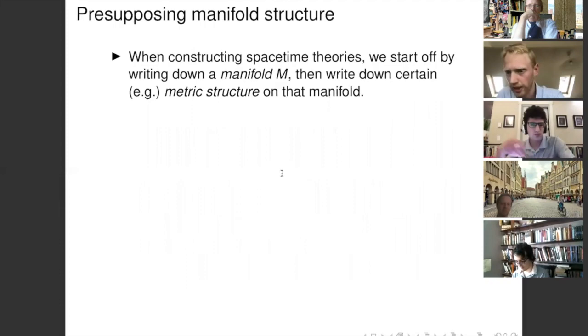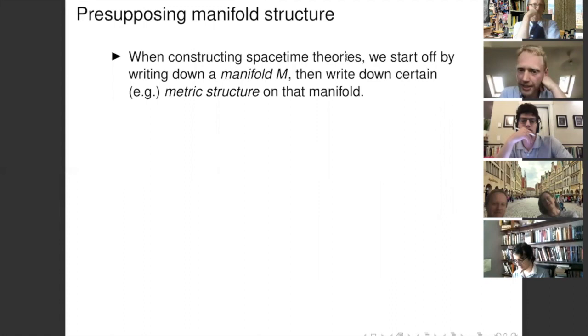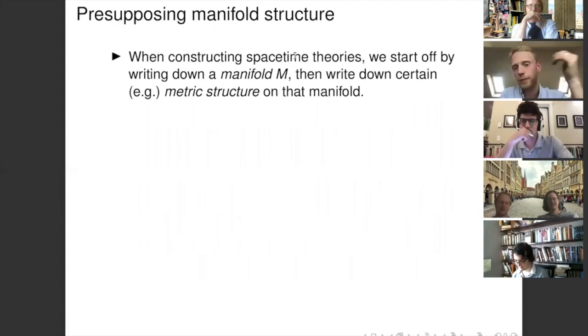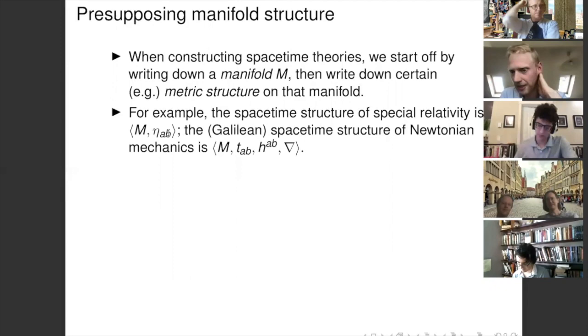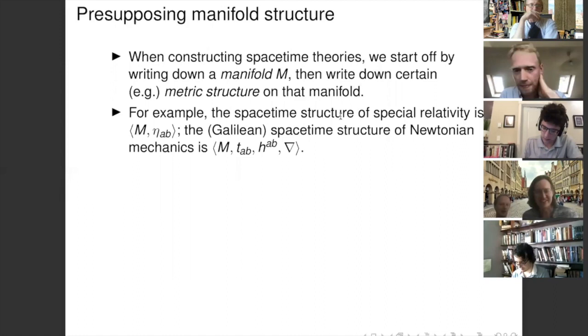So just to remind you, when we construct spacetime theories, we start off by writing down a manifold, and then we write down certain, say, metric structure on that manifold. So for example, the spacetime structure of special relativity is taken to be some manifold and then a Minkowski metric living on that manifold, if I'm thinking about things in a coordinate independent differential geometric way. The Galilean spacetime structure of Newtonian mechanics is a more complicated tuple of objects where I still have a manifold and then I have separate spatial and temporal metrics. We don't need to go into the details there.